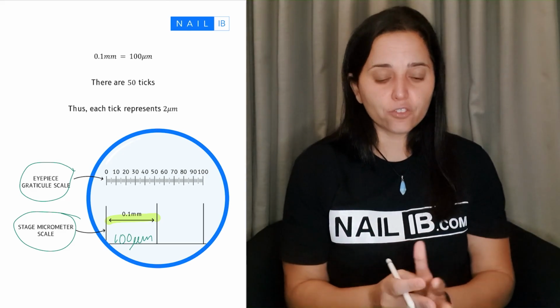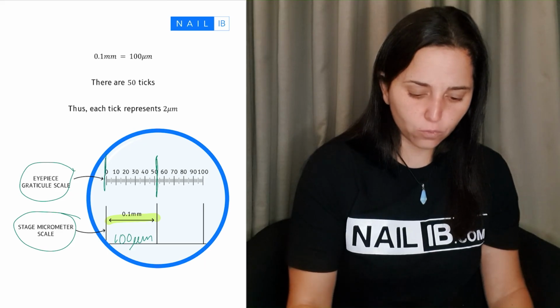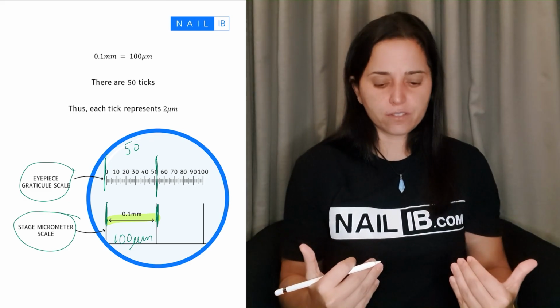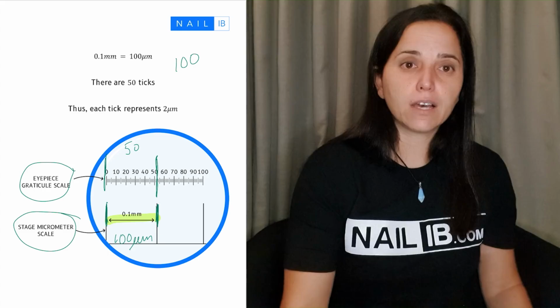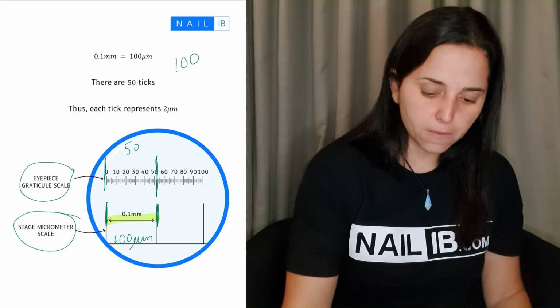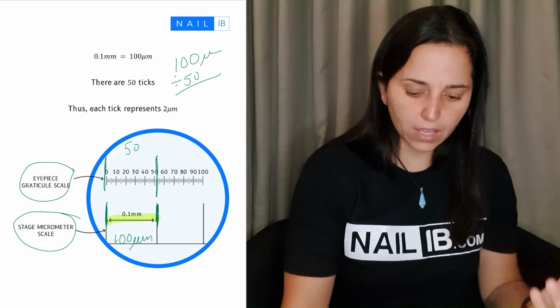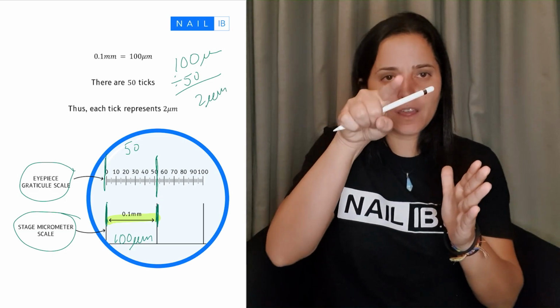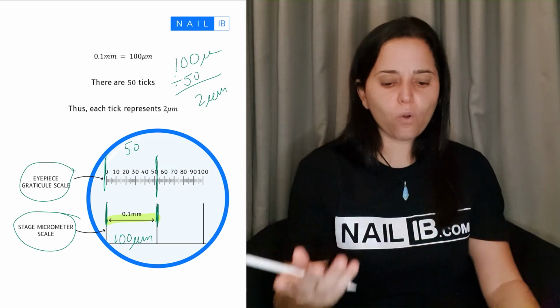Now, you look at the eyepiece and you look at how many ticks fall in that one stage scale. If you notice there, you can actually put 50 ticks inside that 100 micrometers. So what does that mean? If you have 100 micrometers here, and you can fit 50 in there, you divide that, and what will you get? You get 2 micrometers. So what does that mean? Every single one of these ticks represents 2 micrometers. And you're like, okay, but what's the point of that?